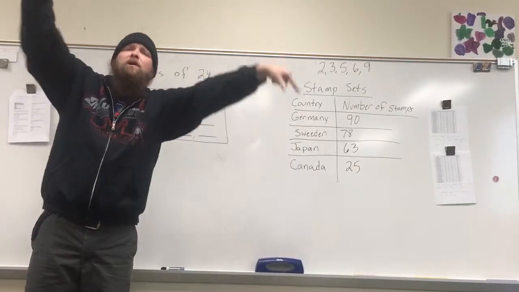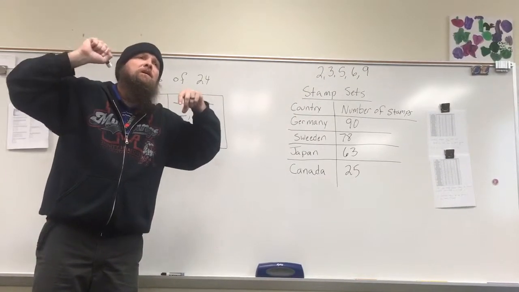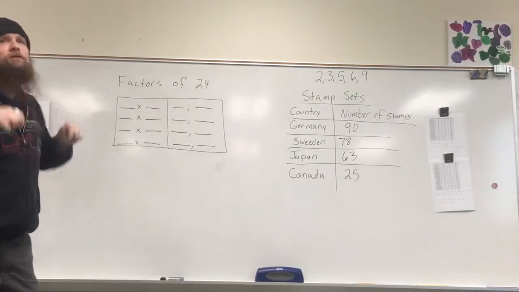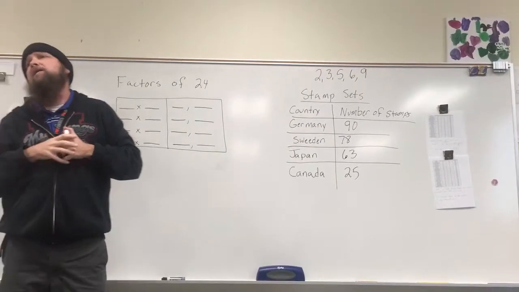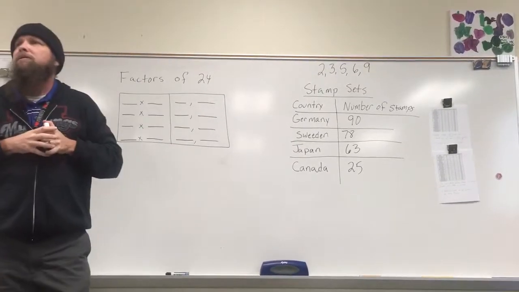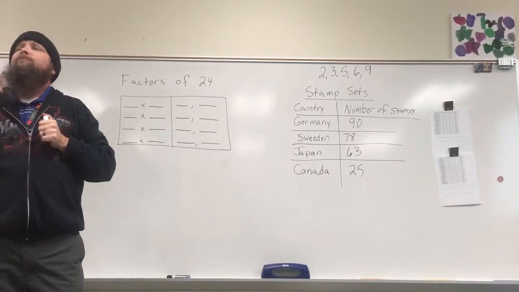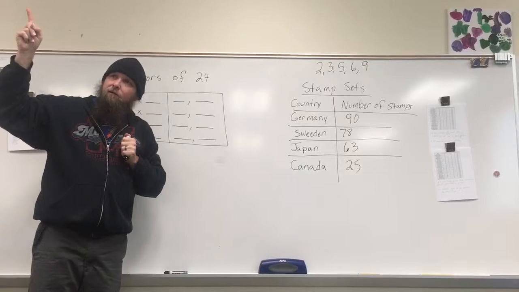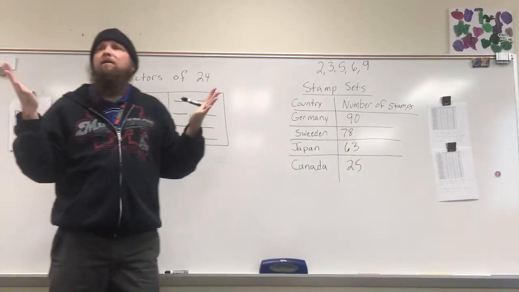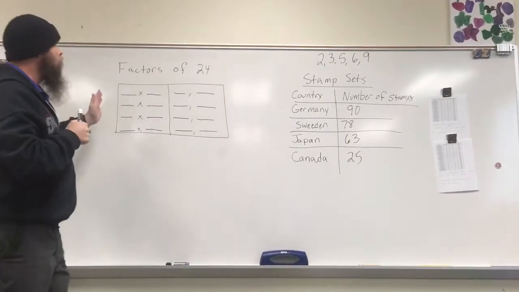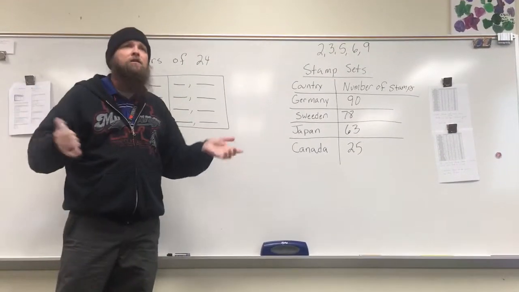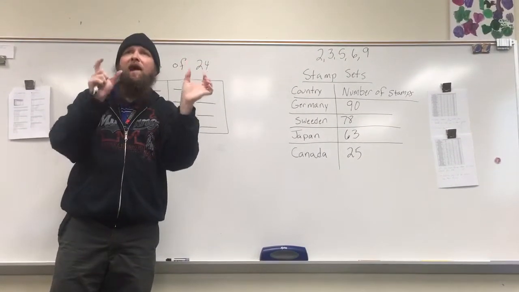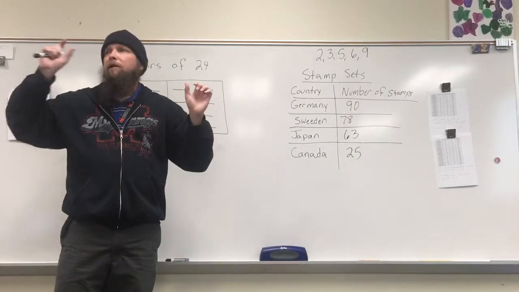All right, the first question on that page involves finding the factors of 24. Samantha, what does it mean if a number is a factor of 24? It goes in 24, like 1 and 24. Good. It goes in evenly. A factor of 24 will divide evenly into 24. No remainders. So that means something times that number equals 24.